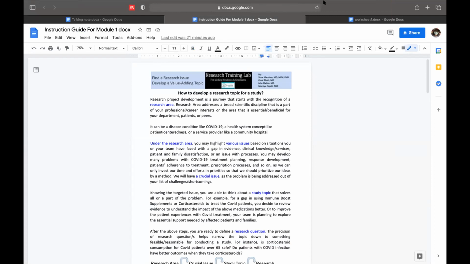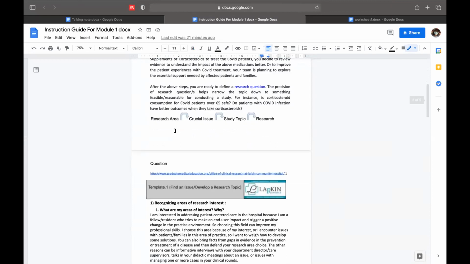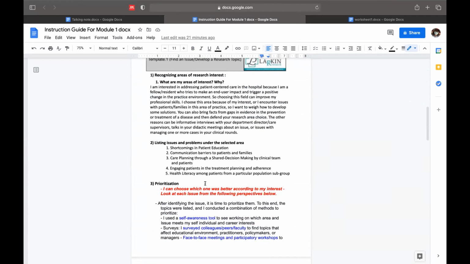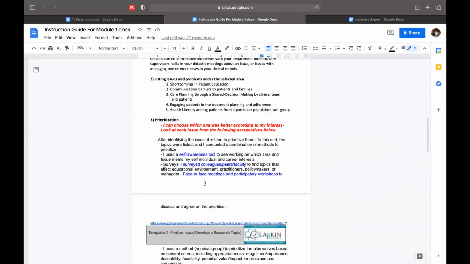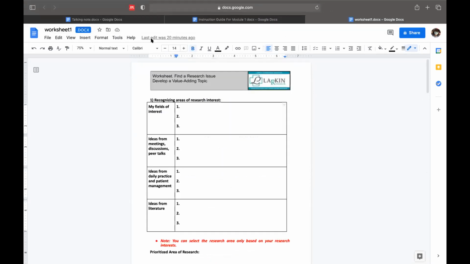The first one here you can see is the instruction guide. It just explains what Dr. Marsban has already told us on how to develop a research topic. You can read through it. It's a summary of the presentation, and it helps you recognize your areas of interest and helps us list the issue. After reading through this guideline, which should not take more than 2 minutes, you can move to the worksheet. So I'll share the worksheet right now. This worksheet will help you list your areas of research interest. So this could be, as Dr.